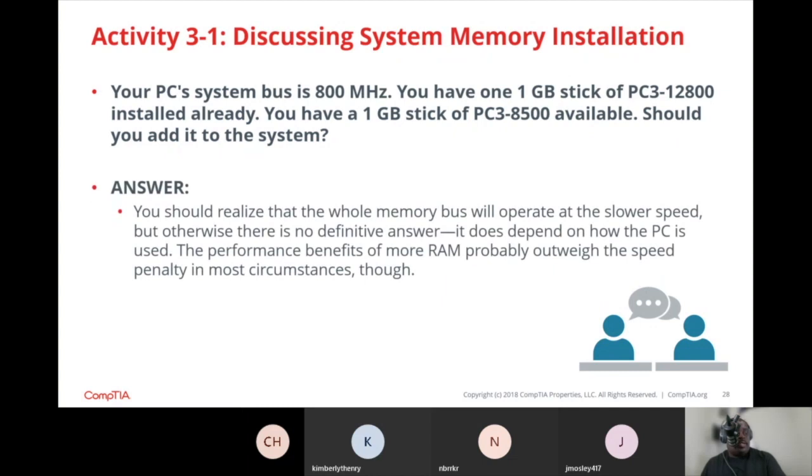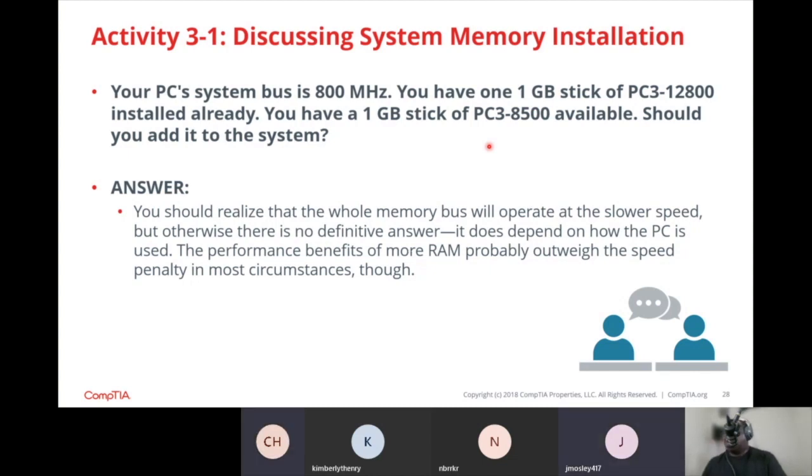You should realize that the whole memory bus will operate at the slower speed, but otherwise there is no definitive answer. It does depend on how the PC is used. The performance and benefits of more RAM probably outweigh the speed penalty in most circumstances, though. So remember, these are the same type of RAM, just one has a slower bus speed.